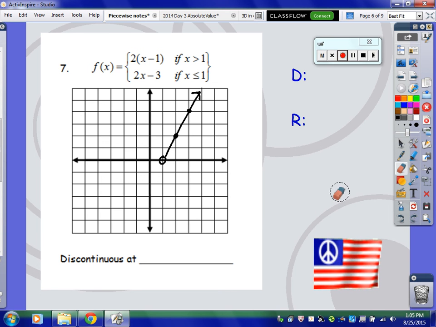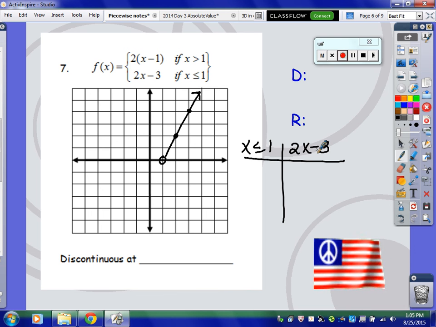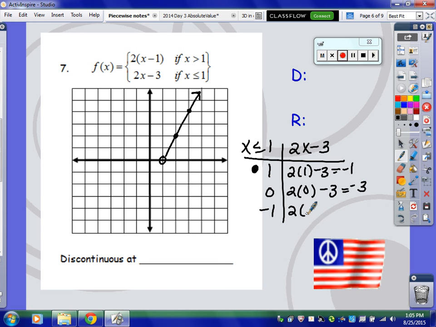Give myself some room here to work. Alright, so what are we going to do? When x is less than or equal to 1, we're going to graph 2x minus 3. Alright, so we're still going to start this thing at 1, but we're closed now because it's less than or equal to. We want less than, so let's do 0 and negative 1. Alright, plug in 1. 2 times 1 minus 3 is negative 1. Plug in 0. We're going to get negative 3. And plug in negative 1, you're going to get negative 5.